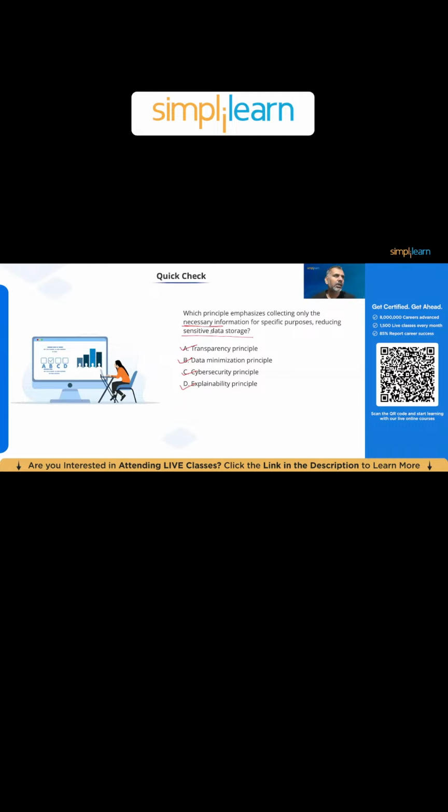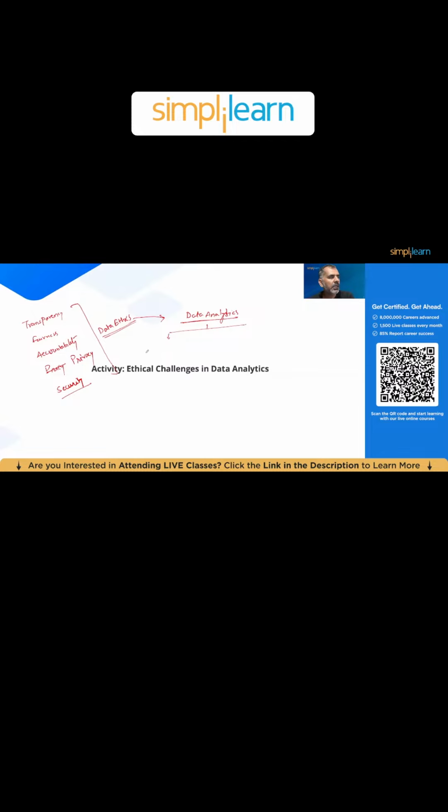Now let's talk about ethical challenges in data analytics. So we have seen what the common key principles are. The common key principles are transparency, fairness, accountability, and privacy. And when you introduce these data ethics into data analytics, you talk about three major things. One is bias and discrimination. Second, you talk about the privacy concern. And third, you talk about lack of transparency.